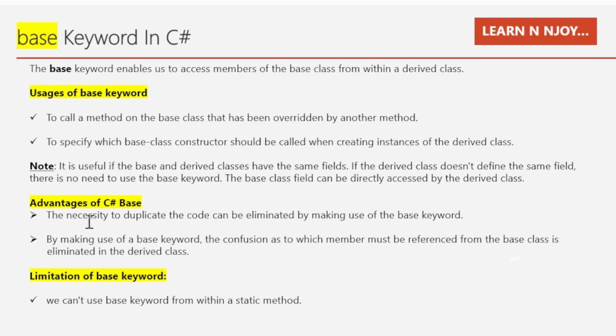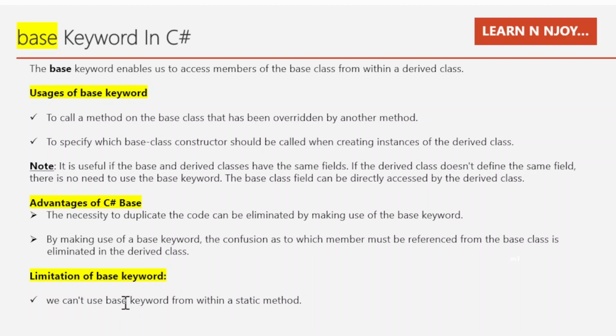Let's talk about the advantages of C# base. Number one, the necessity to duplicate code can be eliminated by making use of the base keyword. Number two, by making use of the base keyword, the confusion as to which member must be referenced from the base class is eliminated in the derived class.